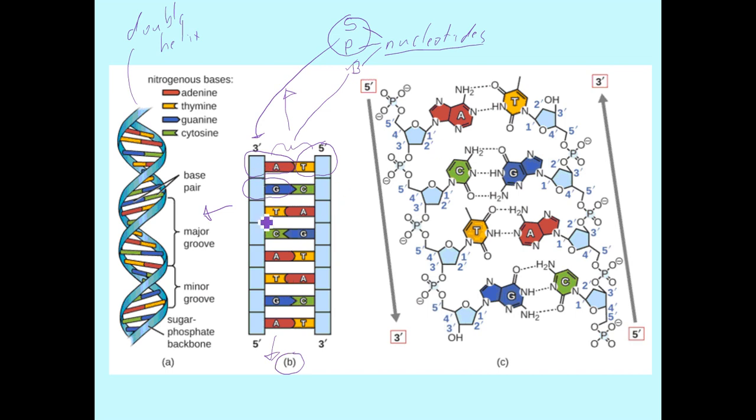So we can see that these two backbones are running parallel to each other, but in fact they do run in opposite directions. So if one of these strands, the one on the left we'll say, is read going from top to bottom, or written going from top to bottom, the other one is parallel, but it is read and written going in the opposite direction.